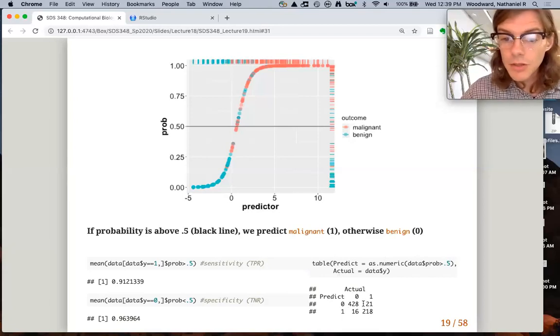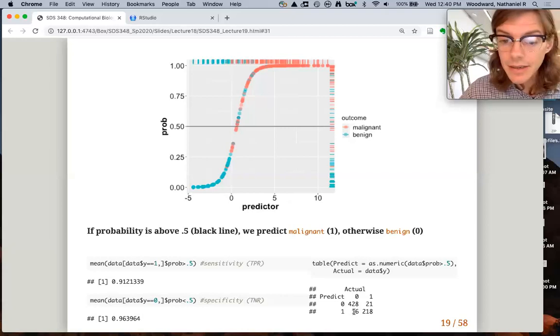So try to map these numbers on to this plot right here. For example, 21 were actually malignant, but we predicted 0. We predicted that they're benign, right? So where are those 21 here? They're actually malignant, so they're red, but we predicted they're benign, so they're below the line here, right? They're below 0.5. Our model would give them a low probability, even though they're malignant. So this 21 is telling us there are 21 red dots below the line. 21 actually malignant, who we predict are benign.